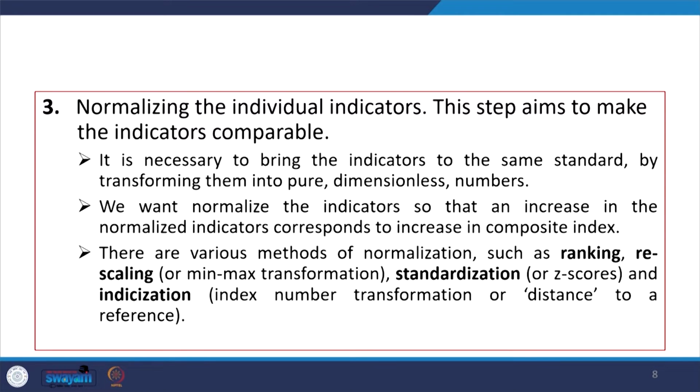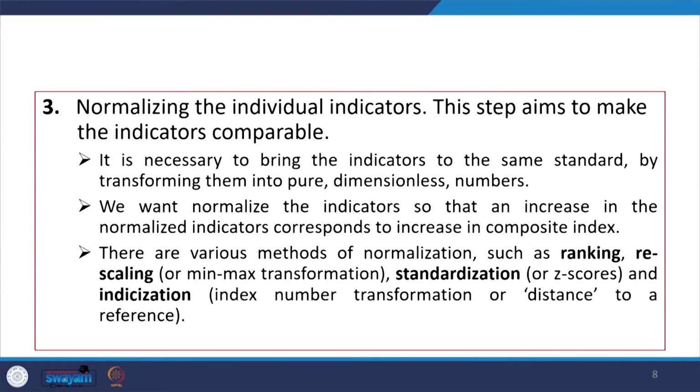Normalization is the step that aims at making the indicators comparable. It is necessary to bring the indicators to the same standard by transforming them into pure dimensionless numbers. They have to be comparable, having a certain scale, and unit free. Only then can they be made into a composite index. We want to normalize the indicators so that an increase in the normalized indicators corresponds to an increase in the composite index.